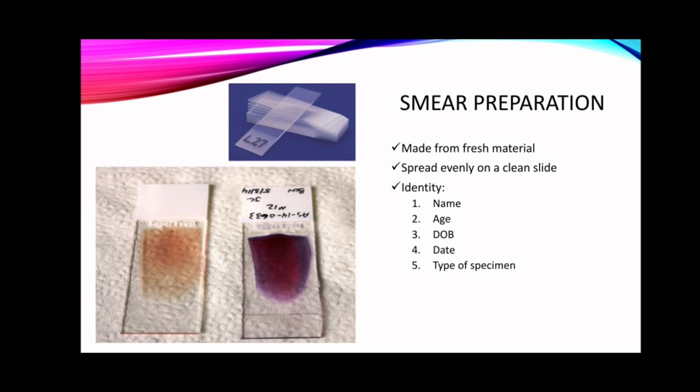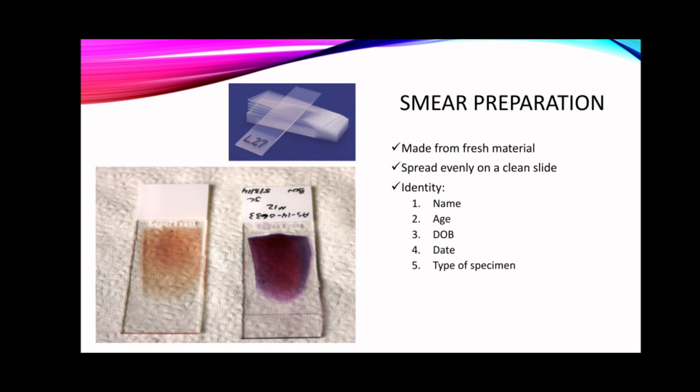the patient's name, the patient's age, date of birth, date of collection, and from what type of specimen this comes from. So if it comes from a cervical scraping, then you place their cervical scrapings, or urine, or pleural fluid, peritoneal, sputum, whatever type of specimen that may be, class. Just place it there on the frosted end of the slide for labeling. Make sure to always label your slides for proper identification.